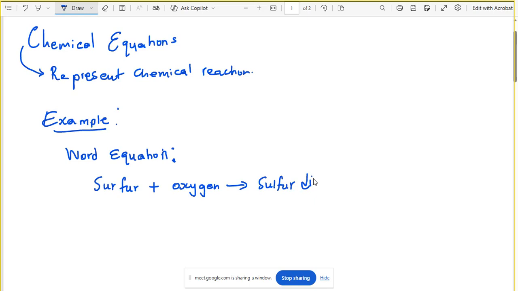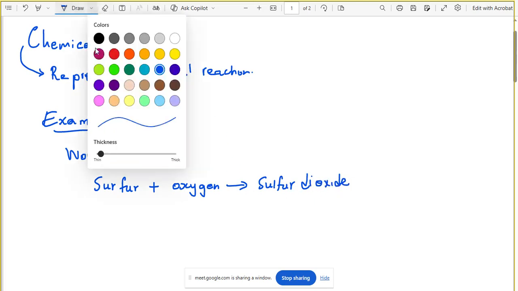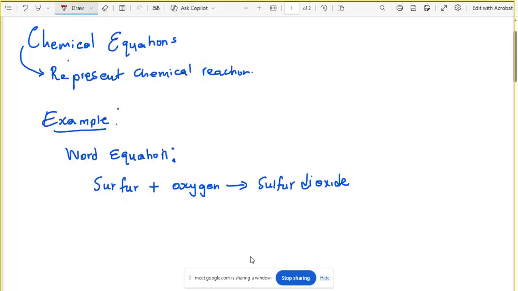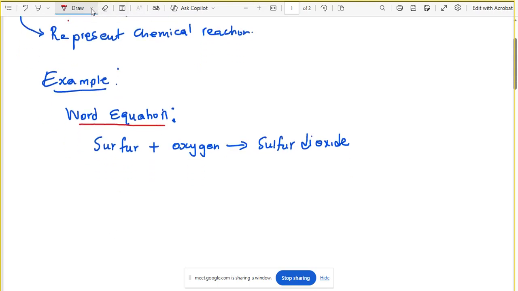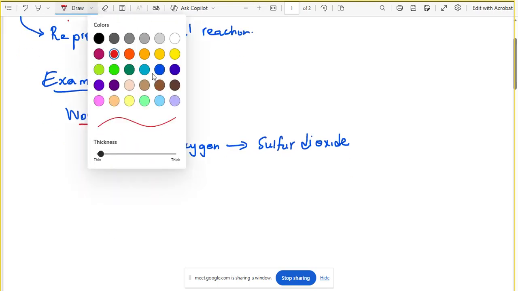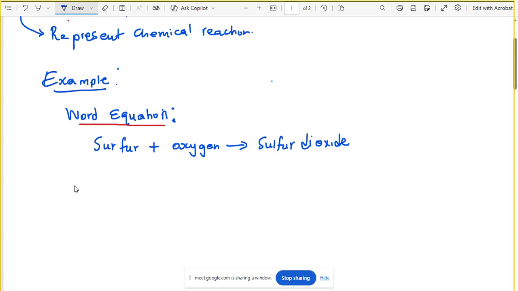One thing you need to do is differentiate. If I say sulfur reacts with oxygen to give sulfur dioxide, this is what we call a word equation. You need to be able to take this and write it as a chemical formula equation. This is an easy thing to do. What is the chemical formula for sulfur?